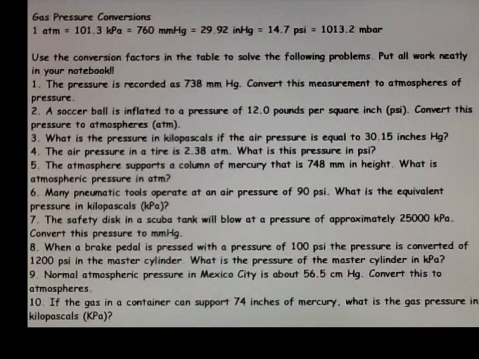So, you all have this sheet in your notebooks. You've got gas pressure conversions. There are 10 problems here. We are going to do problems number 1 and 2 together. The given information that you need is right at the top up here. These are all the different conversions. You'll notice that 1 atmosphere is equal to 101.3 kilopascals, which is equal to 760 millimeters of mercury, which is equal to 29.92 inches of mercury, which is equal to 14.7 pounds per square inch, which is equal to 1,013.2 millibars.